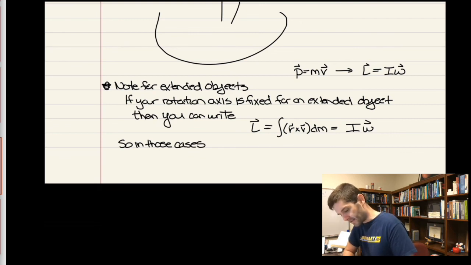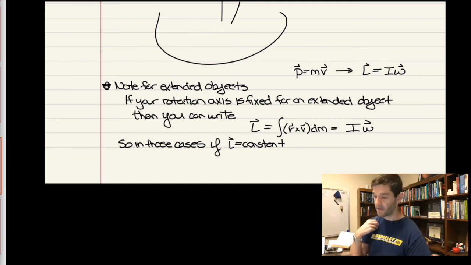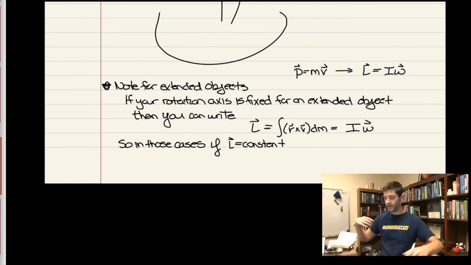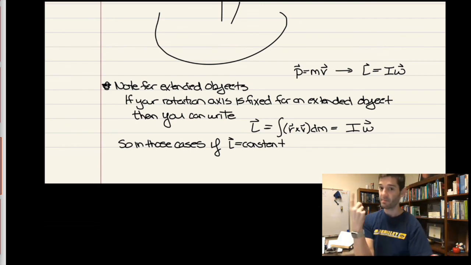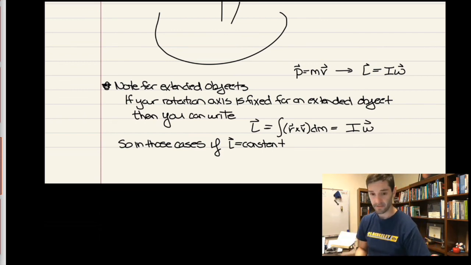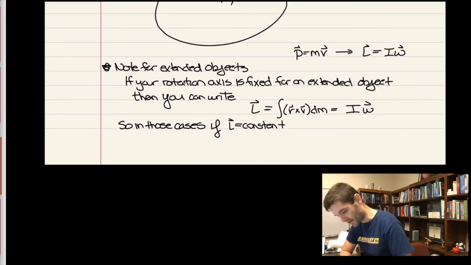So in those cases, if angular momentum is conserved for these extended objects where your rotation axis is not moving, an example could be an ice skater spinning with her arms out that she then brings her arms in. She spins at a different rate as a result. We'll do that problem in the next class. But if angular momentum is conserved for these extended objects, then you can say something like I omega initial equals I final omega final.